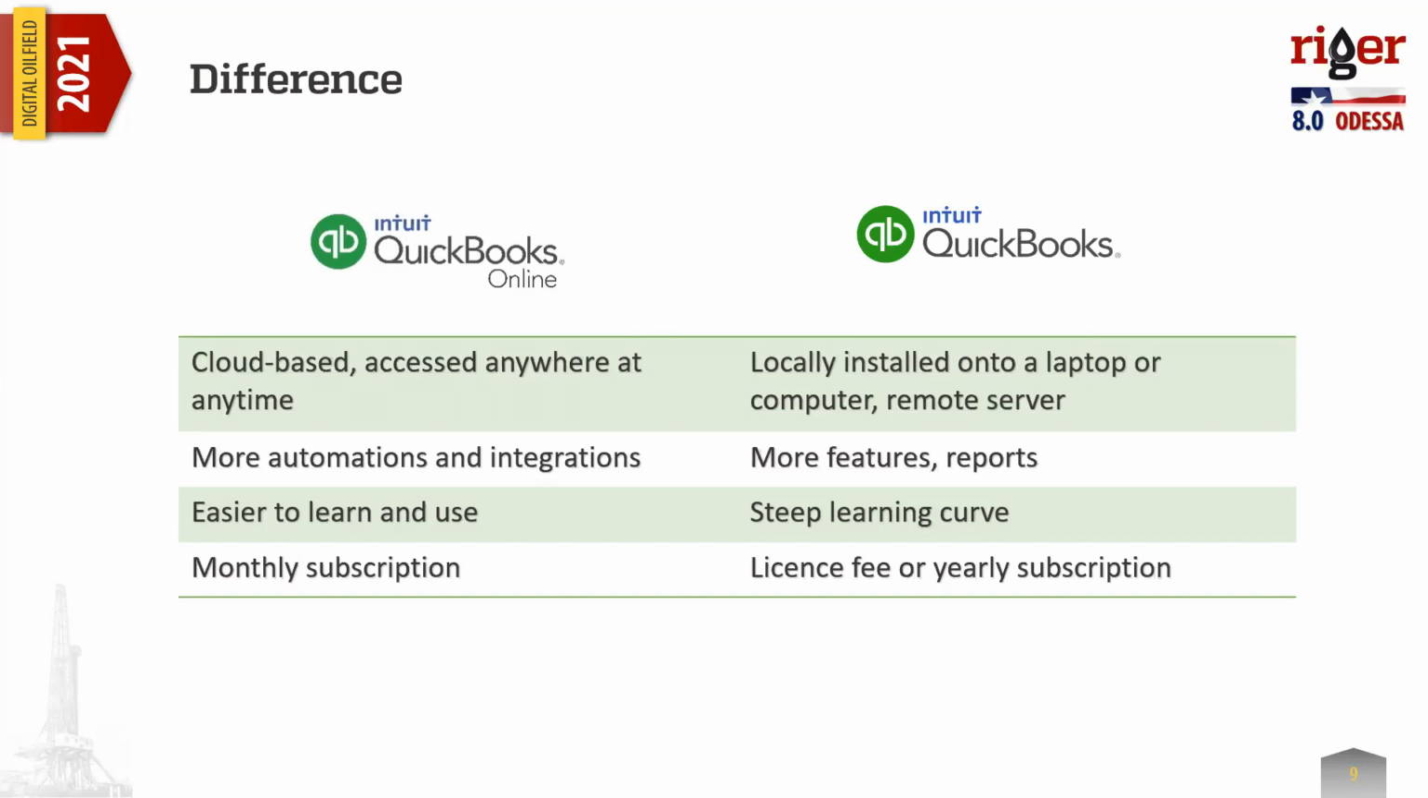QuickBooks Desktop, since it's a more developed and advanced application, is defined as having a steep learning curve. So it's a little bit more difficult to learn and to get to know the system than QuickBooks Online. And the pricing models are also different. So whatever you prefer, you may choose between those two, but QuickBooks Online is basically a monthly subscription model, and QuickBooks Desktop can be paid based on license fees or a yearly subscription.